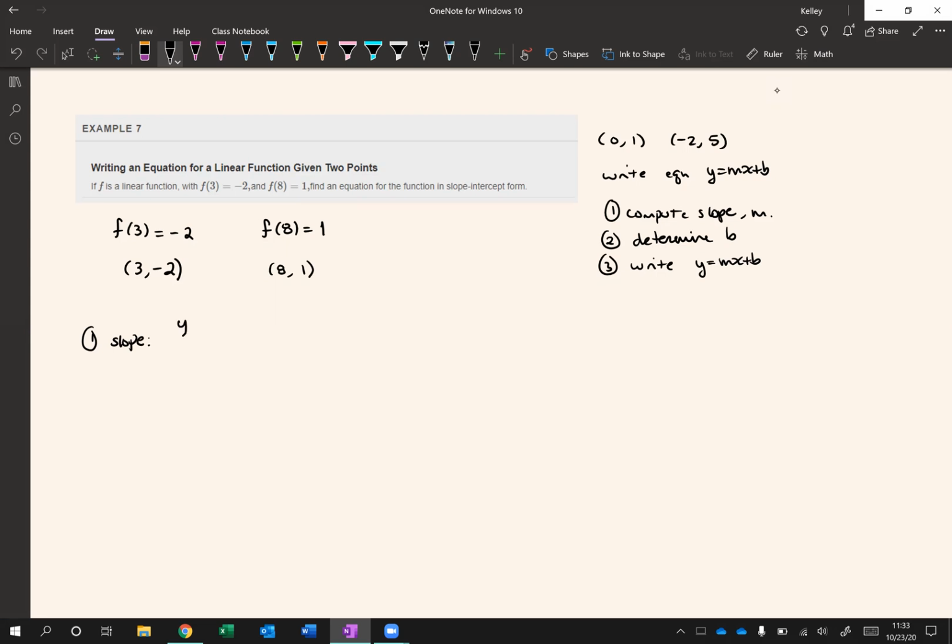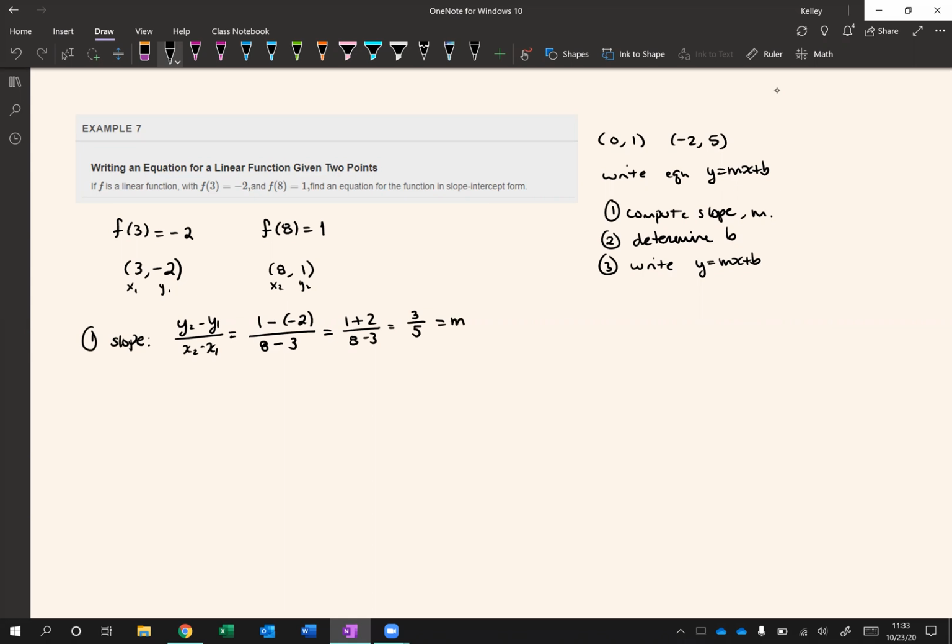So I'm going to do y2 minus y1 over x2 minus x1. If this is x1 and this is x2, this is y1, this is y2. So I'm going to have 1 minus -2, then 8 minus 3. This gives me 1 plus 2 over 8 minus 3, which is 3 over 5. So this is my slope m.